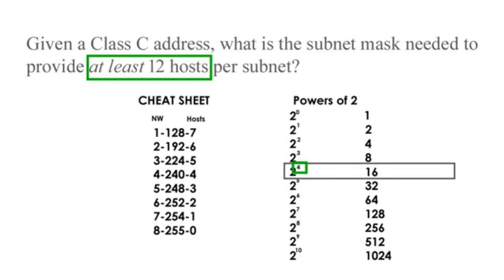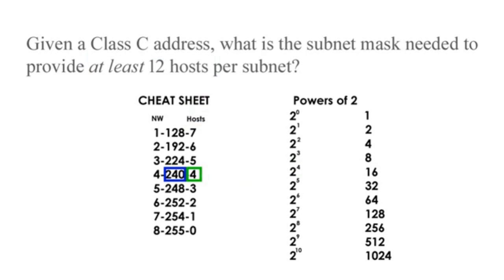Okay, so since we're using 2 to the power of 4, you're going to look up the number 4 on the hosts side of the cheat sheet. Remember, we're looking for hosts. This is because the question specified at least a certain number of hosts. Just keep that in mind. We have to have at least 12 hosts, okay? So a 4 on this cheat sheet will yield a mask of 240.